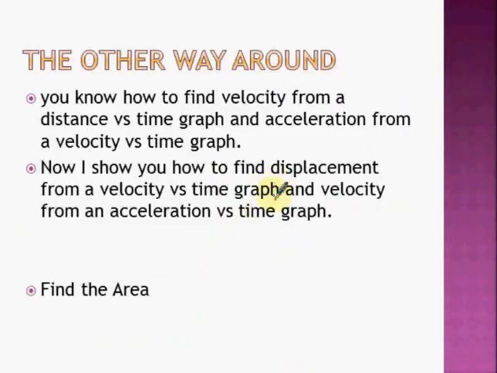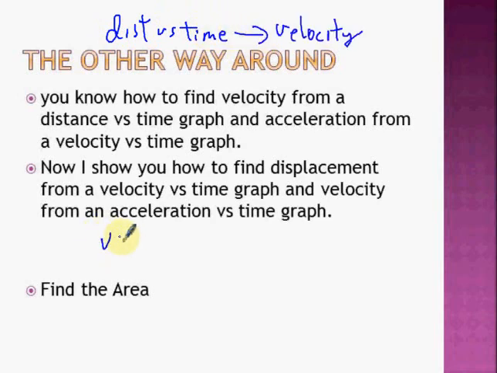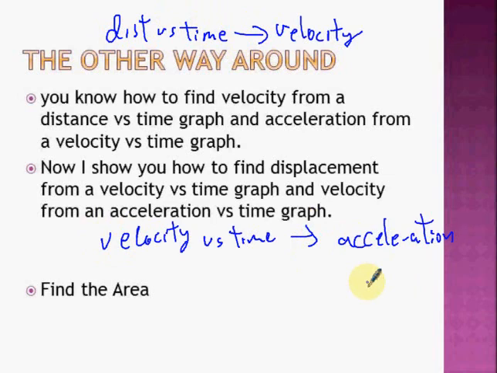So we learned how to find velocity from a distance versus time graph. So let me just go ahead and write this. From a distance versus time graph, we find velocity. From a velocity versus time graph, we found acceleration. Now we want to be able to do the reverse, meaning once I have a velocity versus time graph, let's not look for acceleration, let's instead look for, you guessed it, displacement.